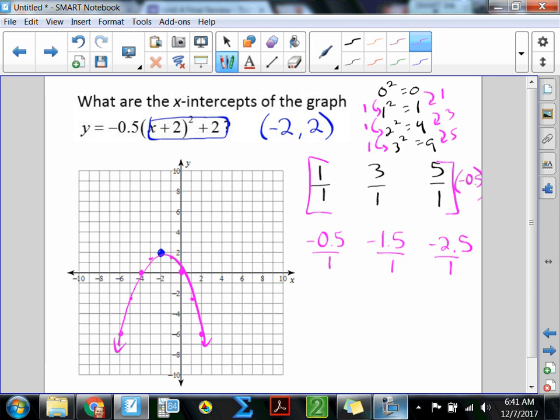But anyway, my x-intercepts are going to be 0, 0, and -4, 0. We can double check that because there's a negative in front of the 0.5. It's a reflective graph. It's a little bit wider than the parent function y equals x squared. And that's number 4.